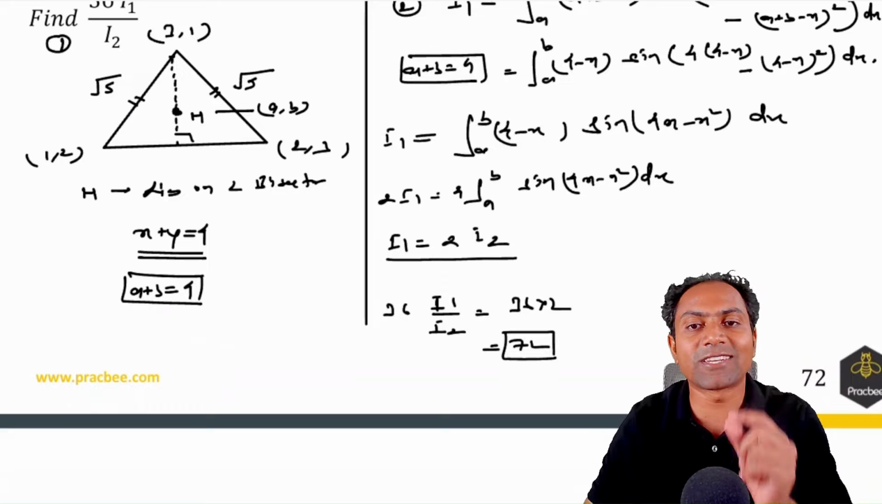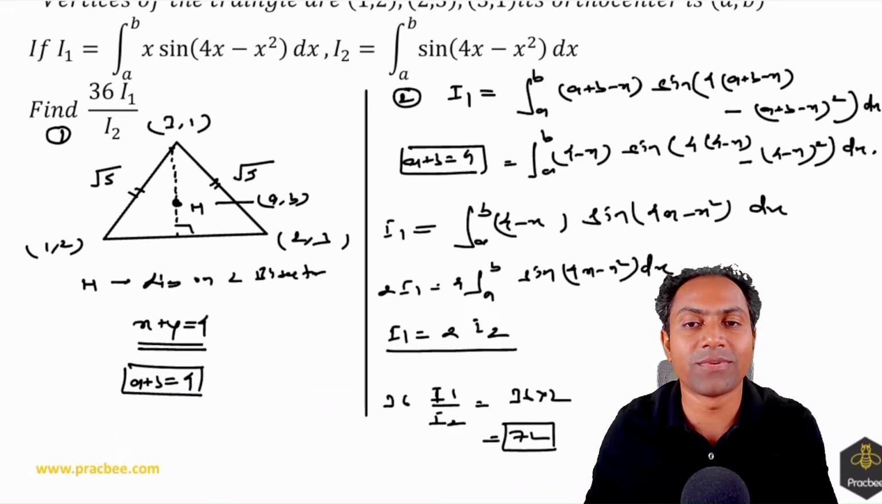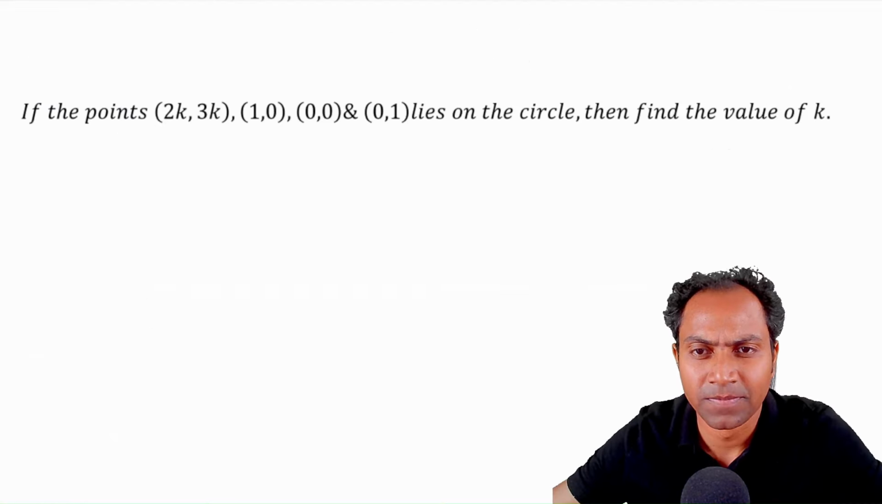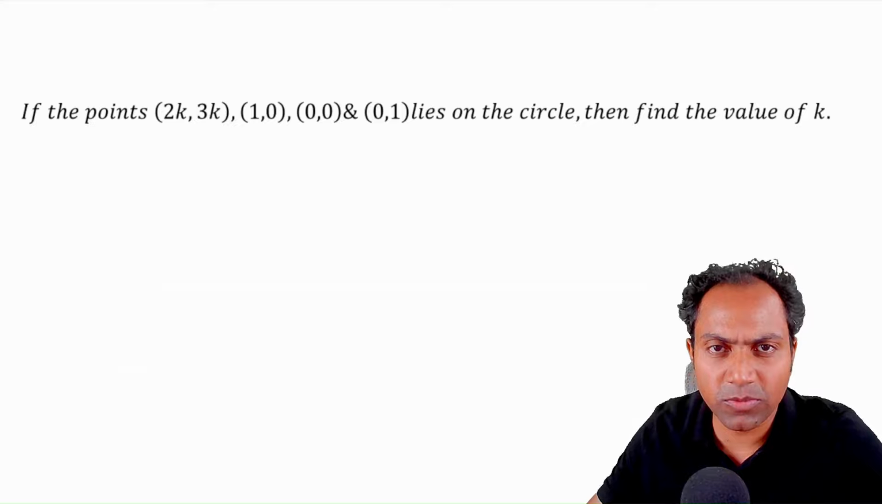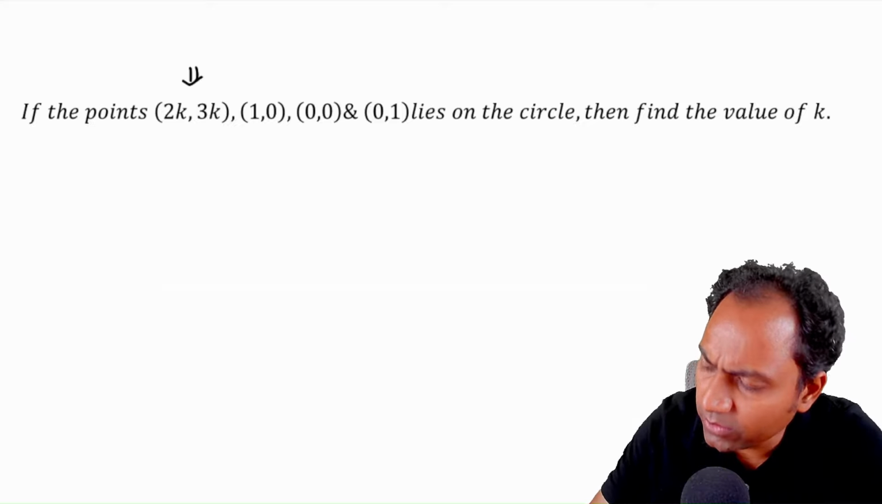So this question connects two ideas: one is the property of the orthocenter, along with the idea of King's property. Now this next question is a very simple question. It talks about 4 concyclic points, and they want us to find the value of k from here.